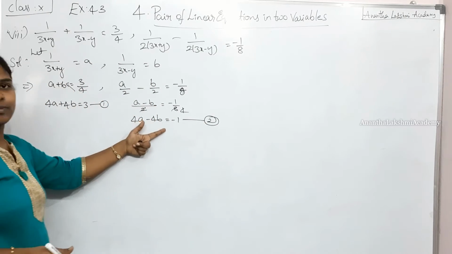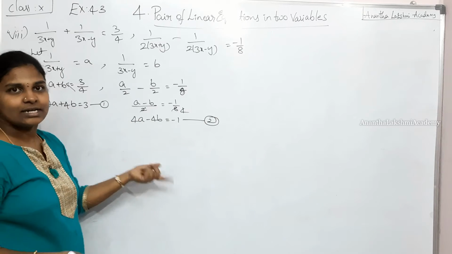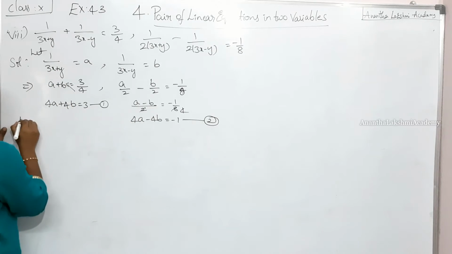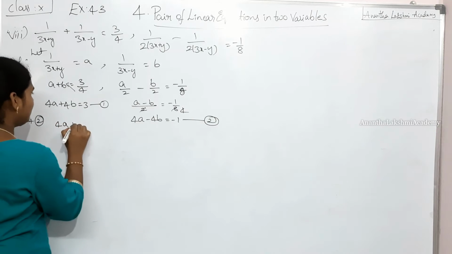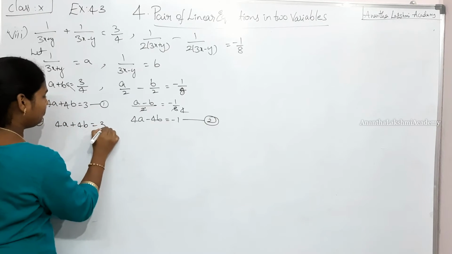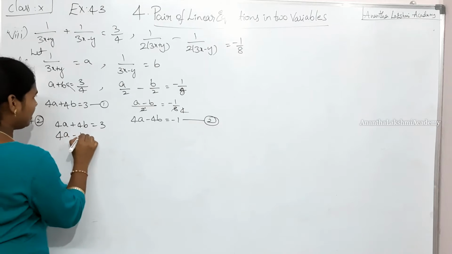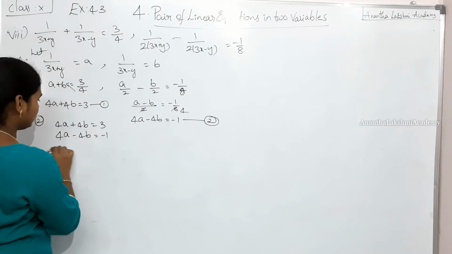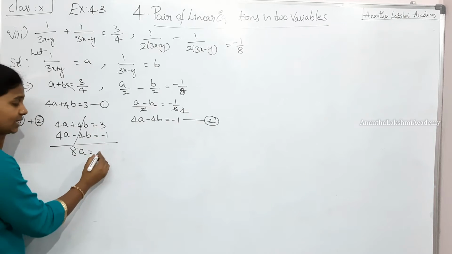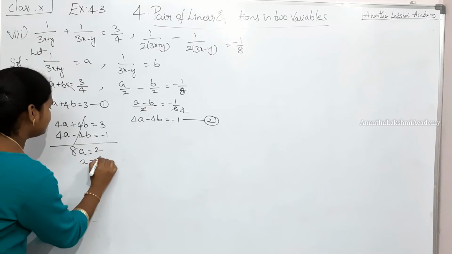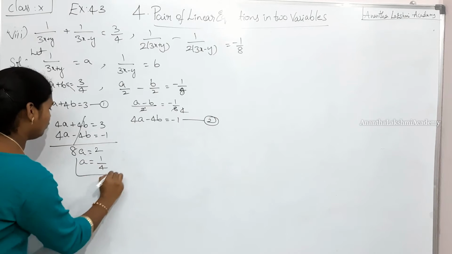Here 4b and 4b is there, with plus and minus, so let's add them up, equation 1 plus 2, using the elimination method. 4a plus 4b is equal to 3, and 4a minus 4b is equal to minus 1. This is nothing but 8a is equal to 3 minus 1, which is 2. So a is equal to 1 by 4.